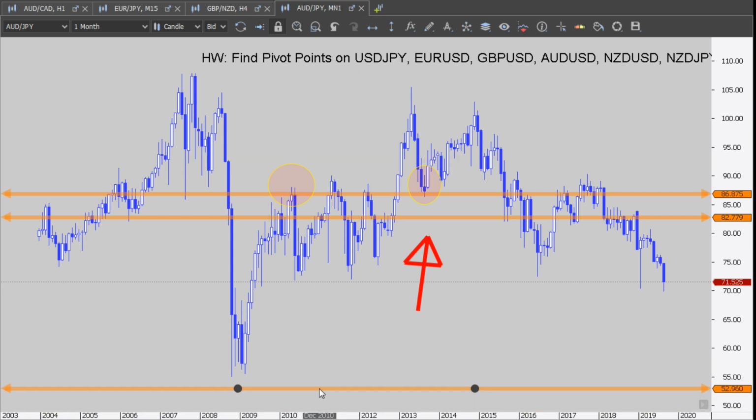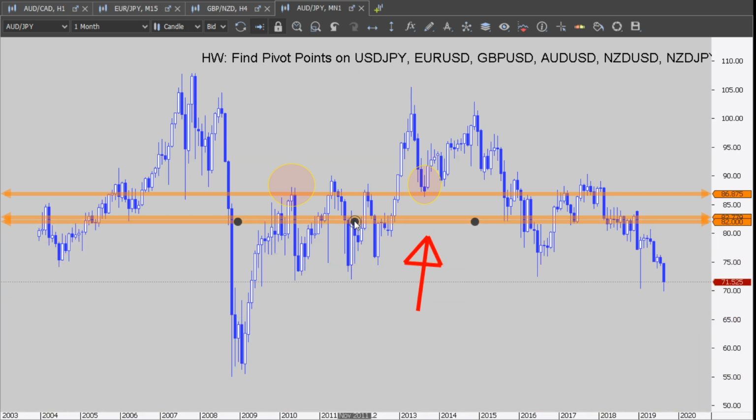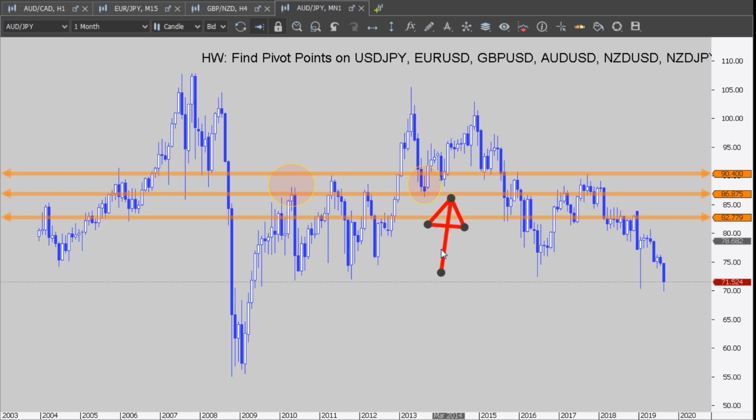And let's do it again. Horizontal line. I'm going to move it up, up, up. Let me see. I have another pivot point, right? Because the market hit from upside down in here and downside up in here. Upside down, downside up, right?